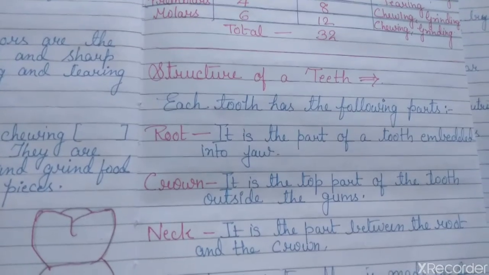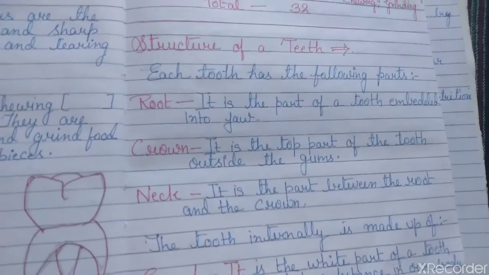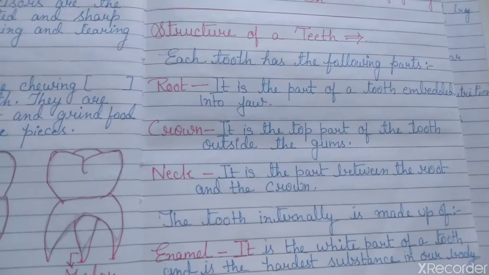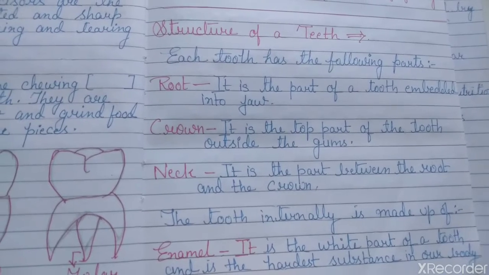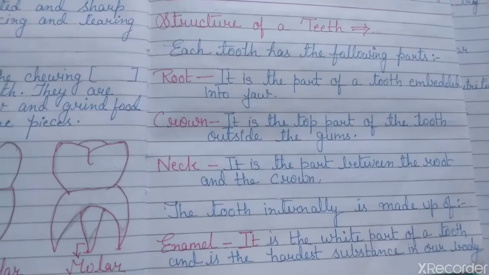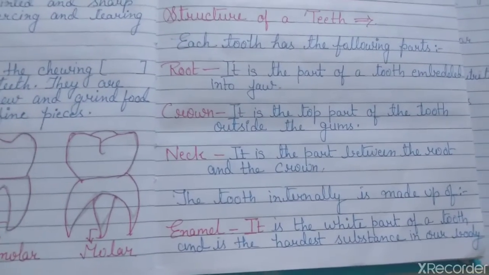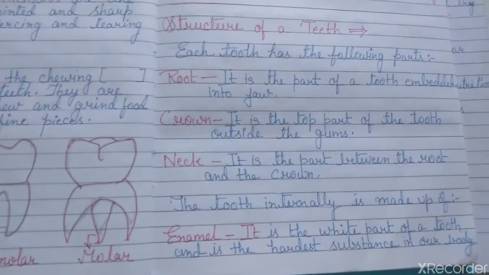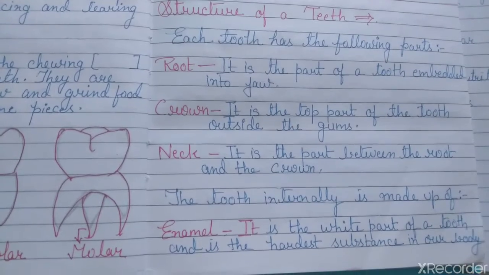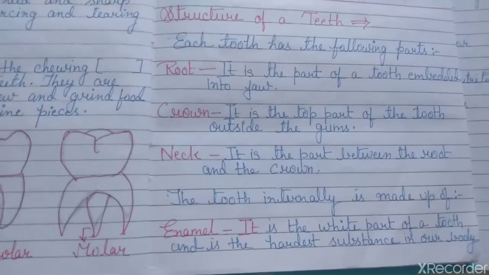Structure of tooth. The neck is the part between the root and the crown. You know very well that in the structure which we have discussed now, you can see clearly and clarify these sentences on your own, where they are situated in the structure of a tooth. The tooth is internally made up of what are the main portions.